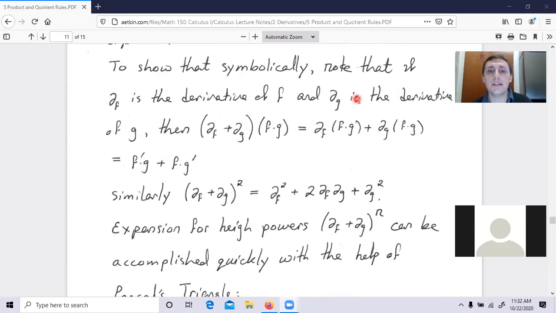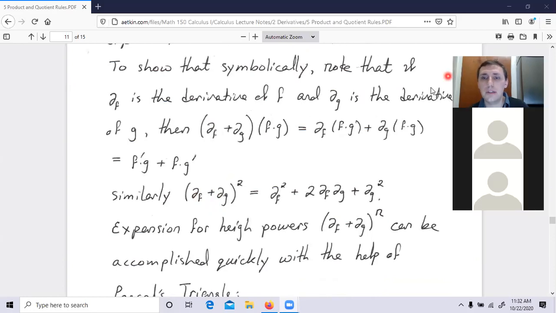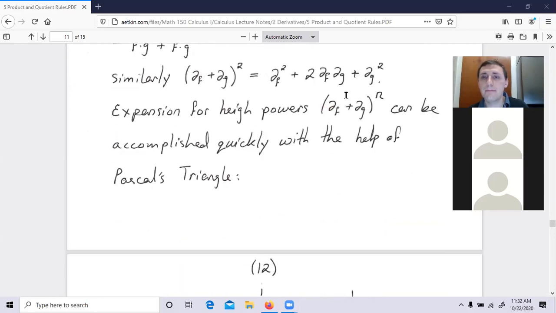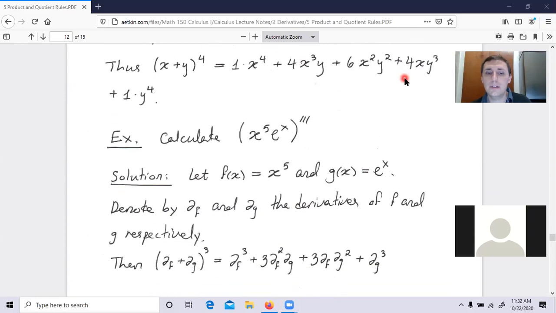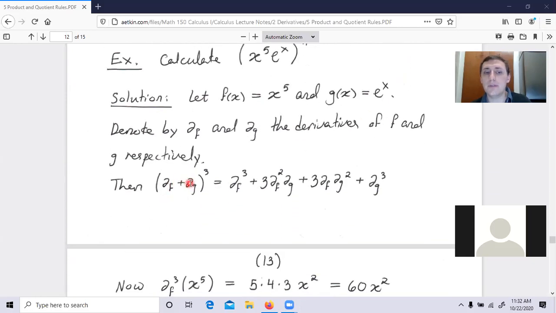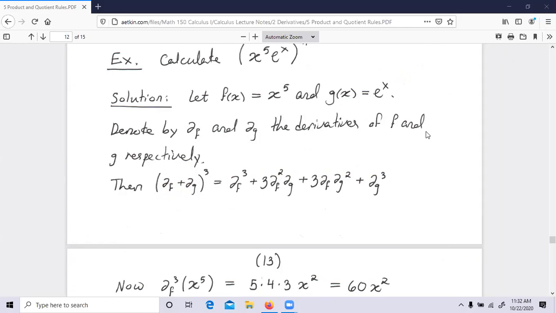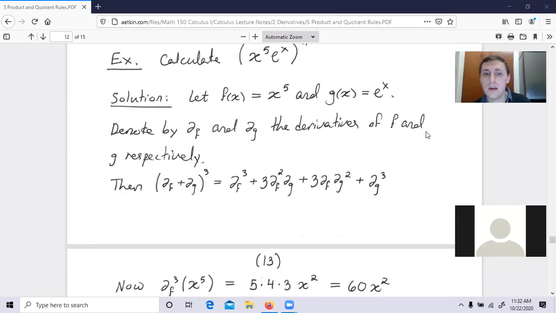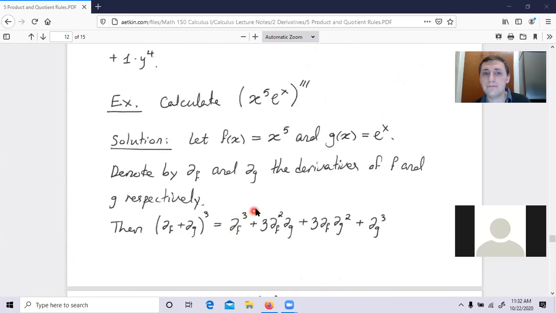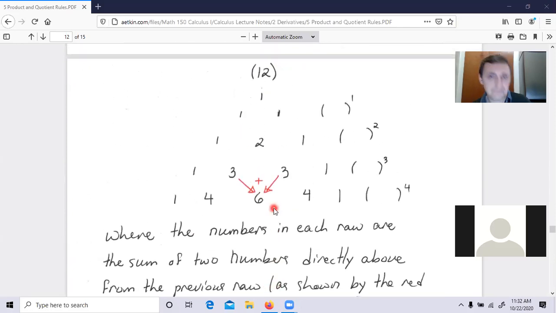Did you understand, guys, how to carry out this operation? When you take three derivatives, symbolically, you have to cube the derivative of f plus the derivative of g. So this is the derivative of f plus the derivative of g, cubed. I can use Pascal's triangle to carry out the operation.